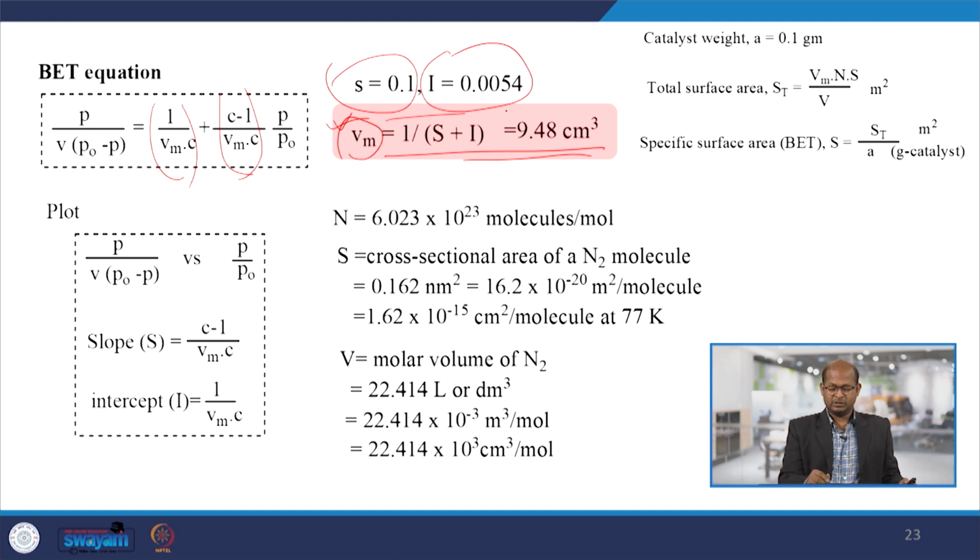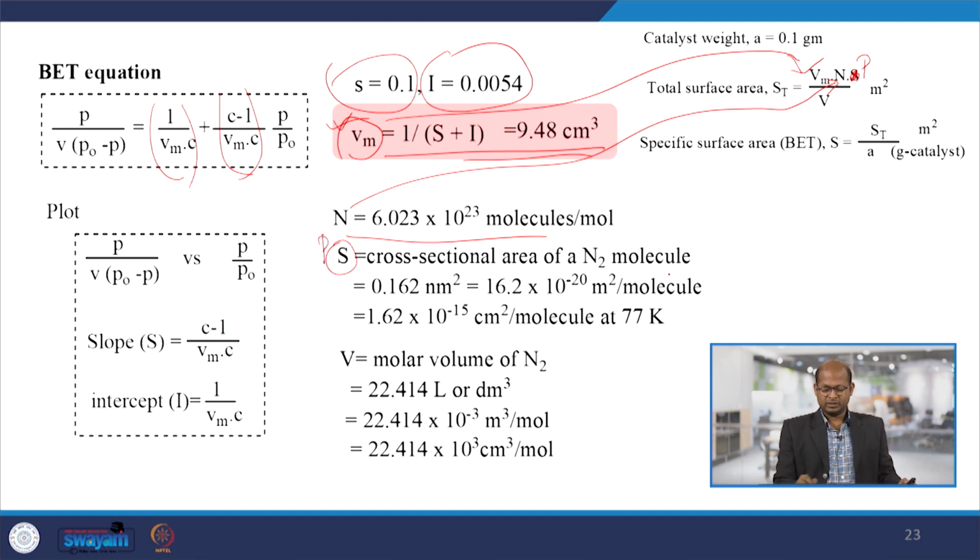So, from that graph we know Vm, N is this, and S is the cross-sectional area. Instead of S we can write PS. PS means the cross-sectional area of nitrogen molecules, equal to 0.162 nanometer square, equal to this centimeter square per molecule at 77 Kelvin. So, these are the components we know.